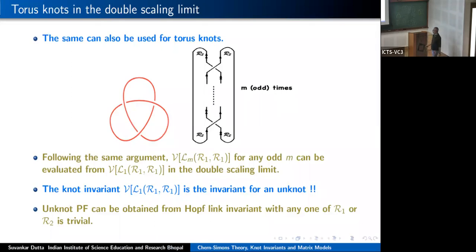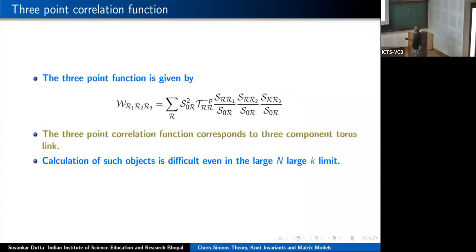4:45. Okay, fine. So this is the story about the two-point correlation function. We have seen that from the two-point correlation function, we get a class of torus knots and links in the double scaling limit. Now, what about the three-point function? Let's see what we can do for the three-point correlation function. So, this is the expression for the three-point correlation function.